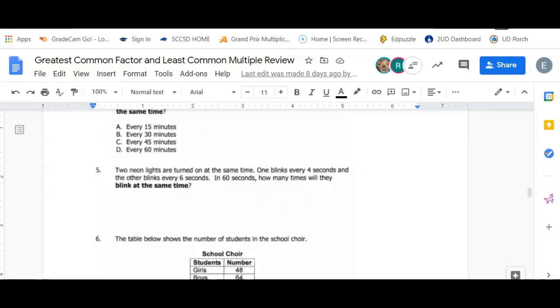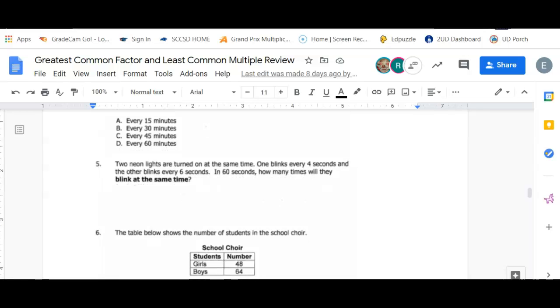It would be LCM. If your number should be smaller, you'll be finding, Caden? You'll be finding the GCF. That's probably one of the best ways I can help you decide in a word problem. So at this time, go ahead and answer question number 5.